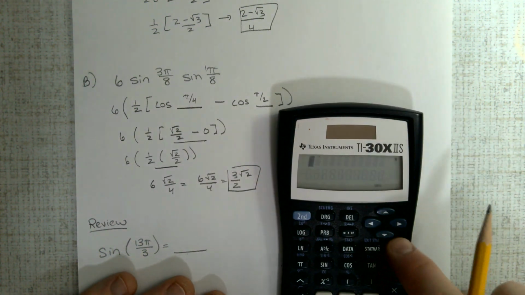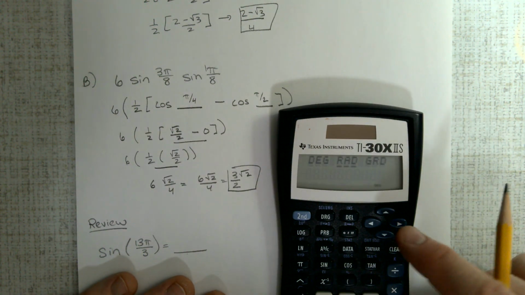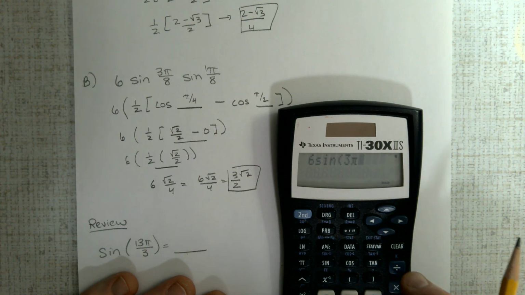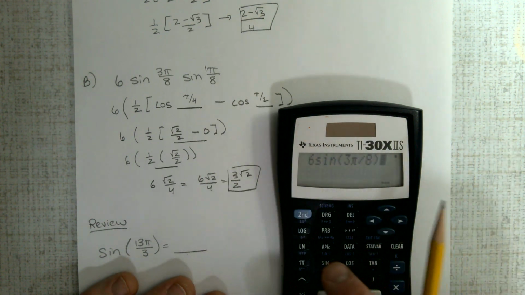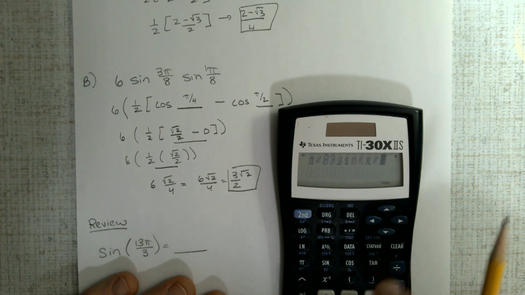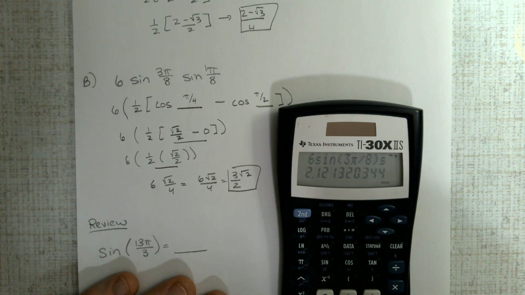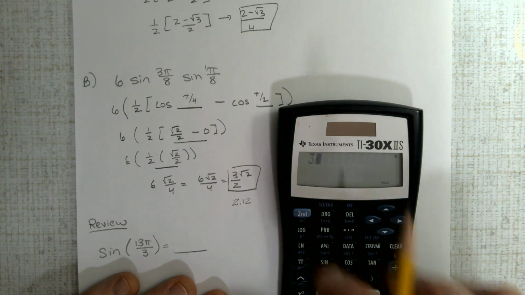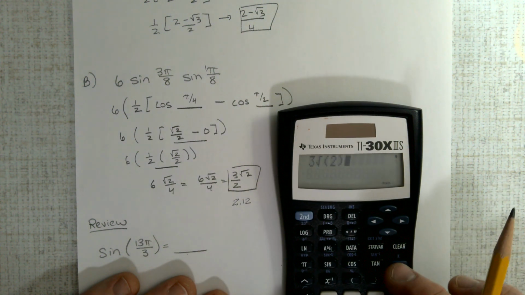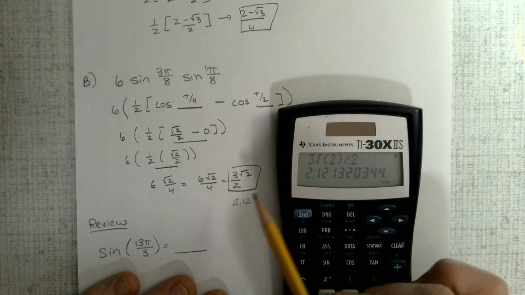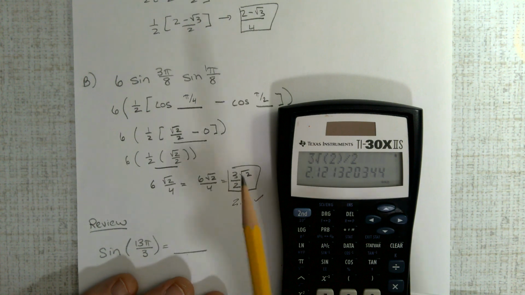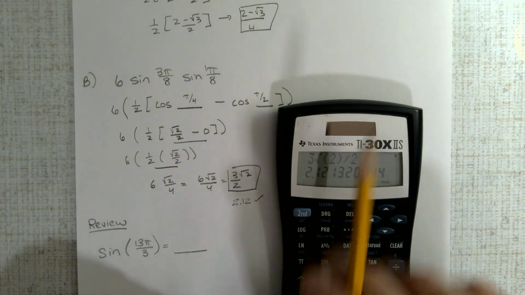Here again, change to radians. 6 sine 3 pi divided by 8 sine pi divided by 8. I have a decimal of 2.12. Now let's check that. 3 square root of 2 divided by 2 checks out. Again, you need to be able to do the math without a calculator. Calculators only to check to make sure you're right.